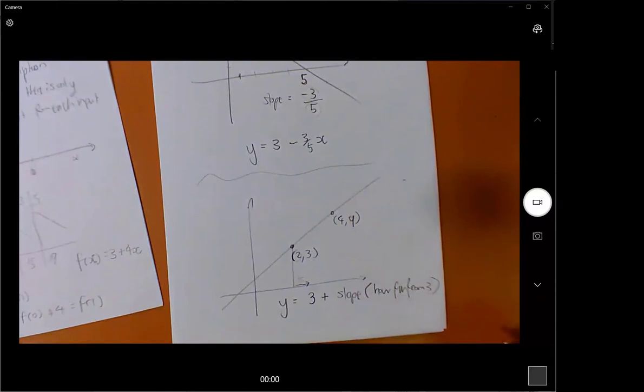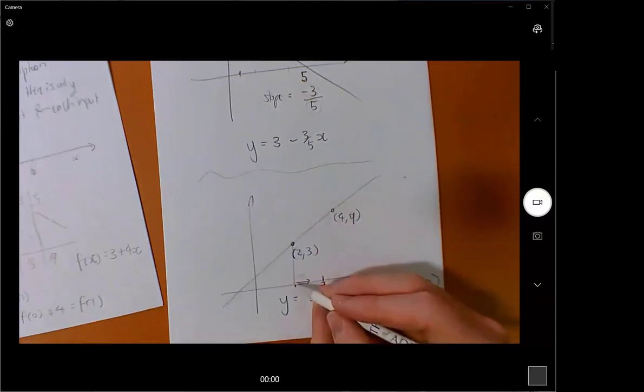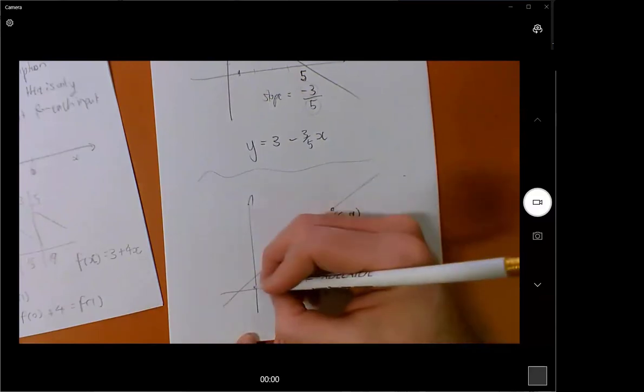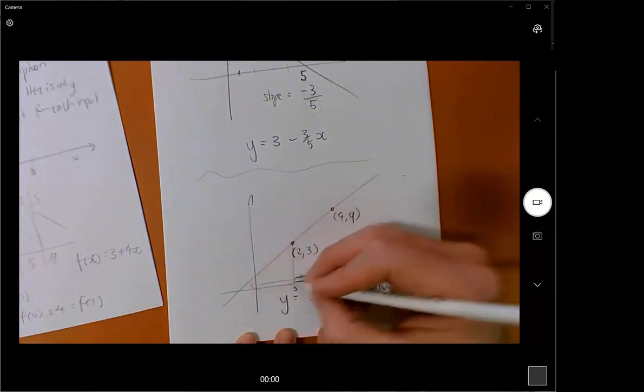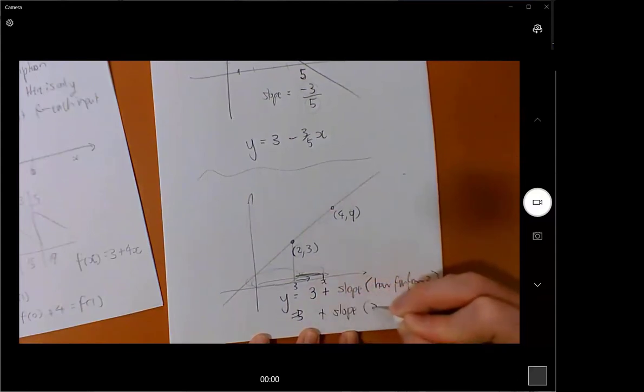How far from 3. And so if I'm at a particular point x, how far from 3 is x minus 3? Because x minus 3 is the distance between x and 3. Because if this is 3 here, and that's x there, then this distance is the whole thing minus the 3. So we've got equals 3 plus the slope times x minus 3.